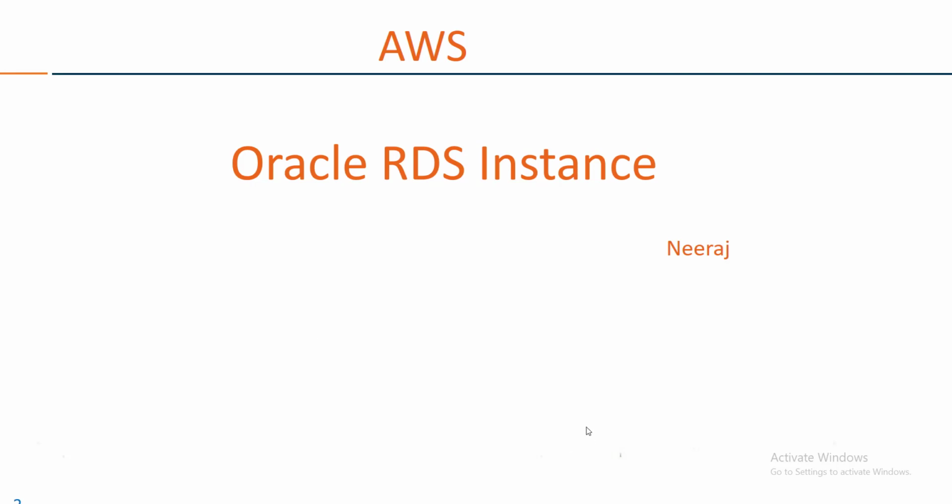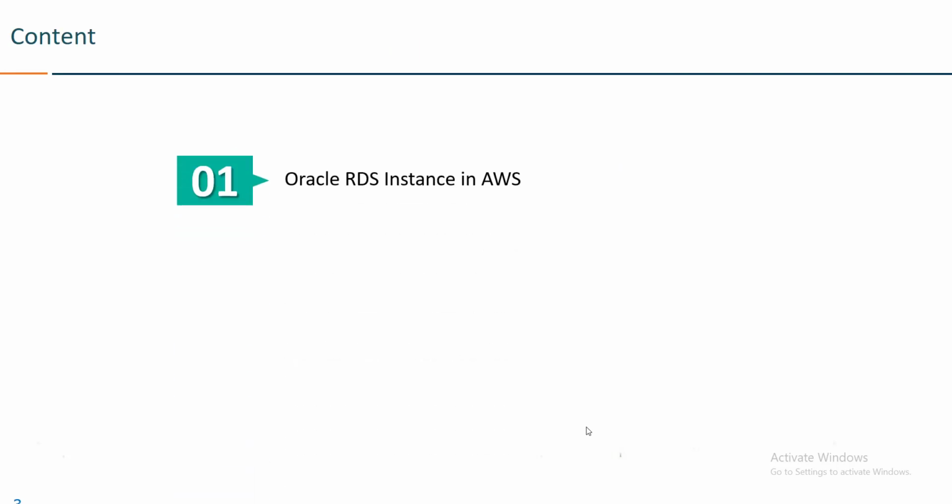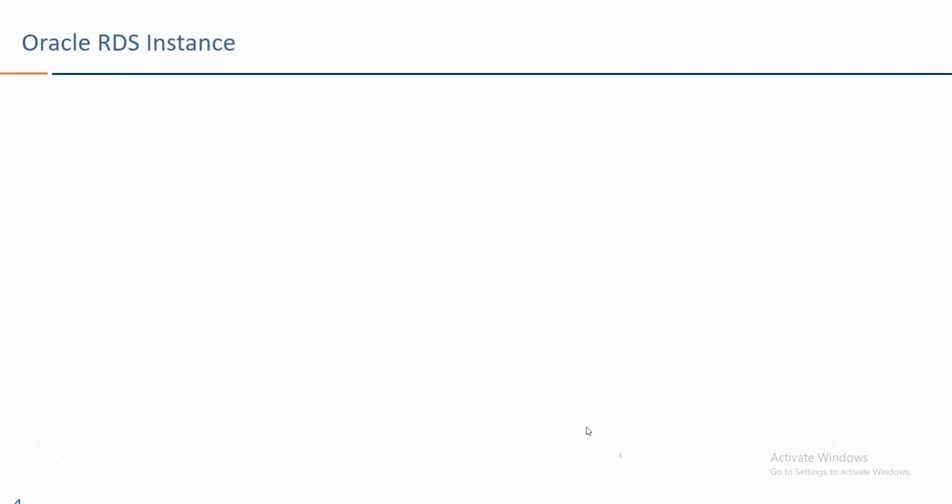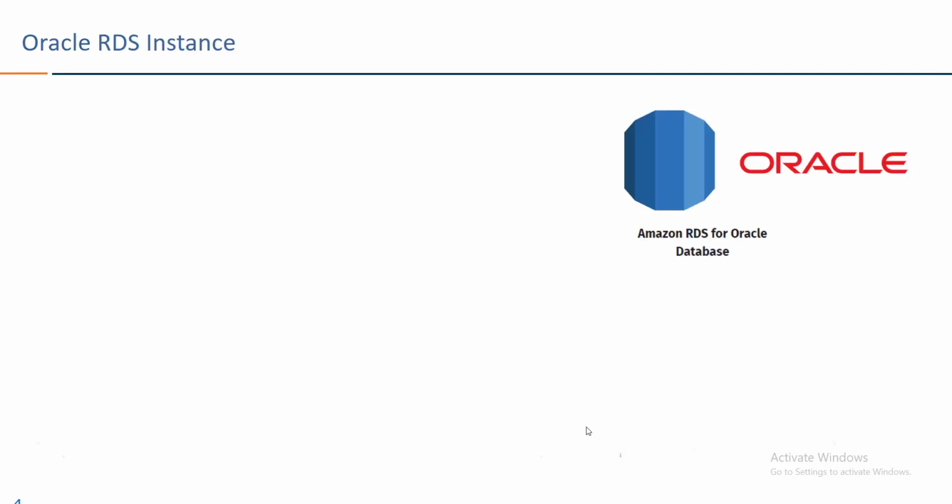So here we go. We are going to discuss Oracle RDS instance in AWS and the lab on it. What is RDS? RDS is a managed service we have discussed in our previous video. In the managed service, whatever database engine RDS supports, you can choose it and launch it. In this video, particularly we are talking about Oracle, so we'll focus on Oracle.